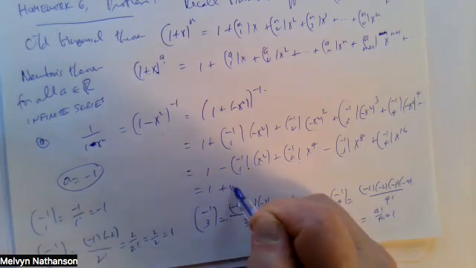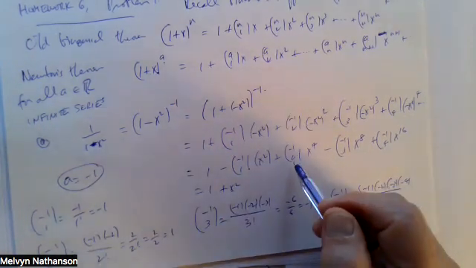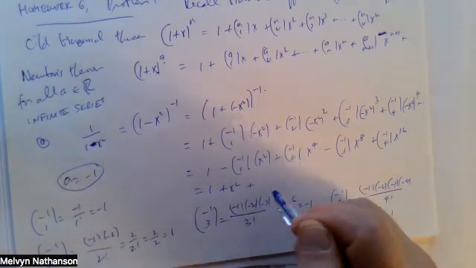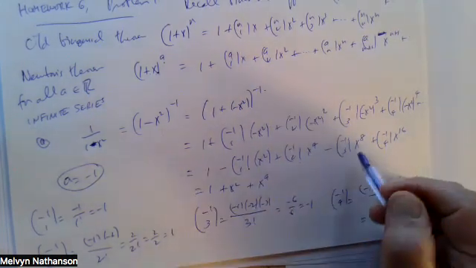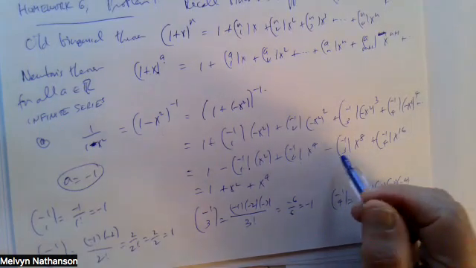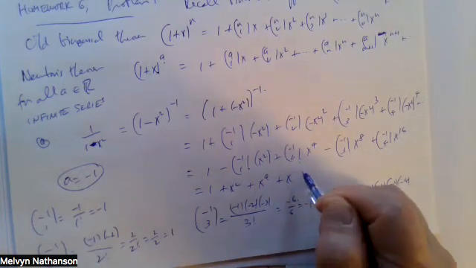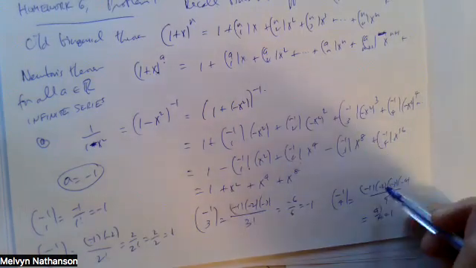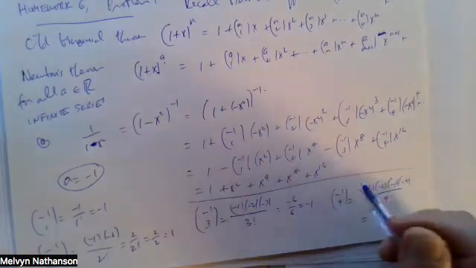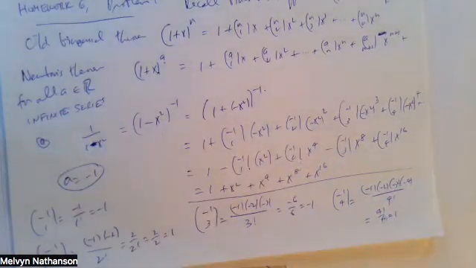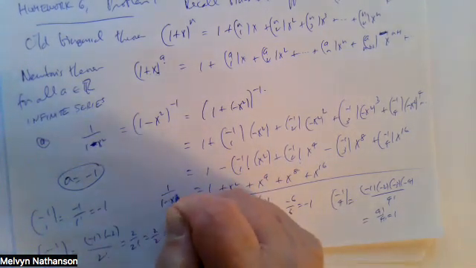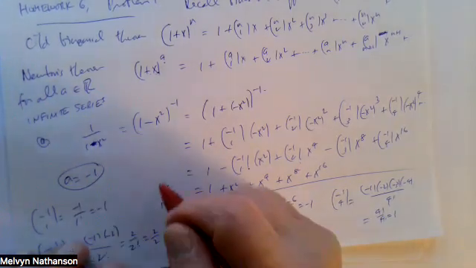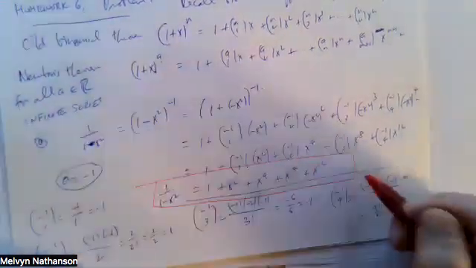I get 1 plus x squared. Minus 1 choose 2 is 1, so plus x to the fourth. Minus 1 choose 3 is minus 1, and minus times minus is plus x to the eighth. Minus 1 choose 4 is plus 1, so plus x to the 16th. So 1 over 1 minus x squared, the first 5 terms are these.